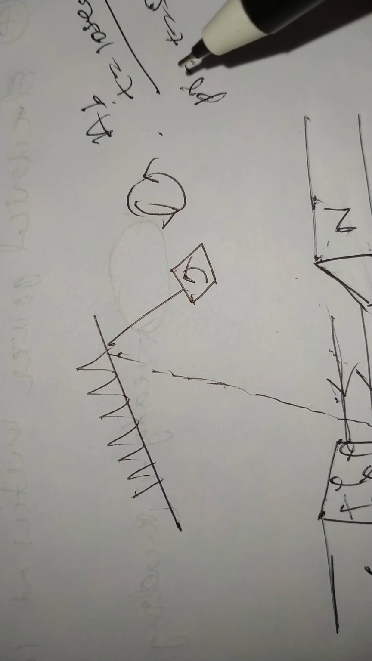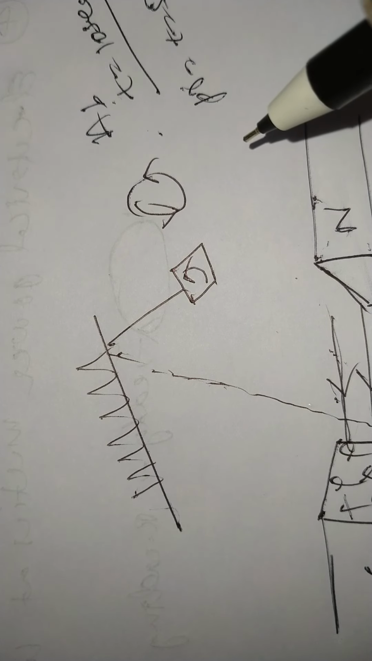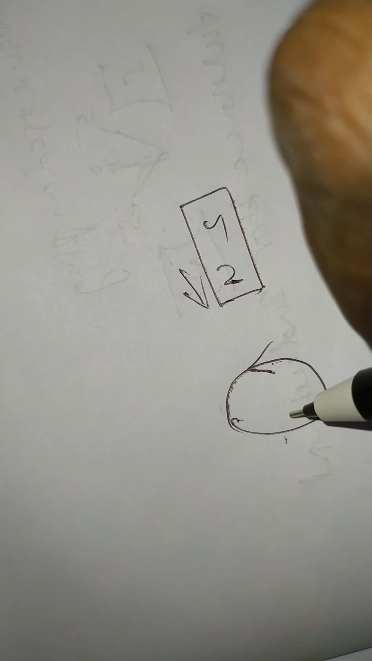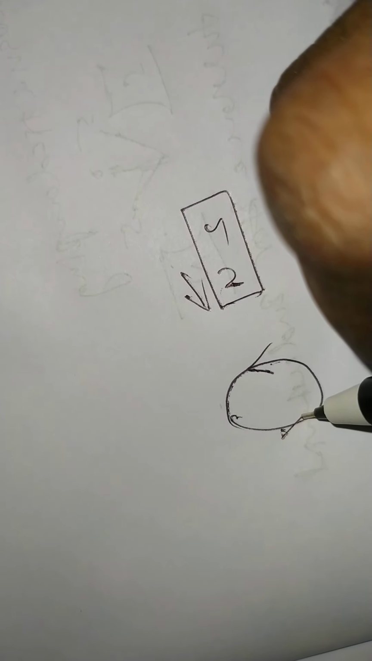Damping means the number of oscillations will decrease. That is due to eddy current. What is happening here? According to Lenz's law, in a coil, the north pole is towards the coil. One end of the coil acts as a north pole.